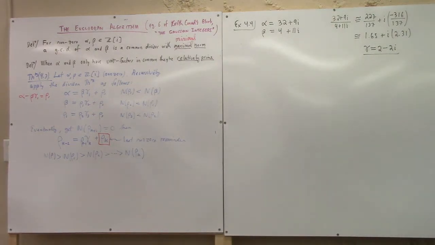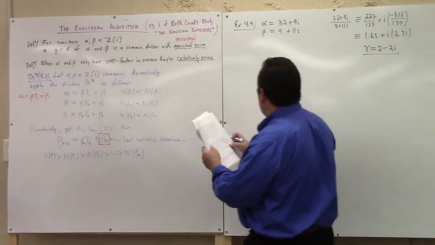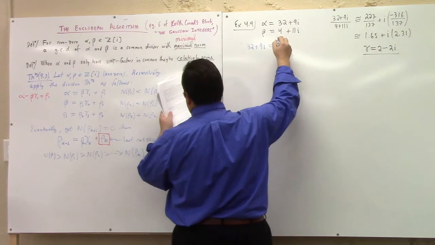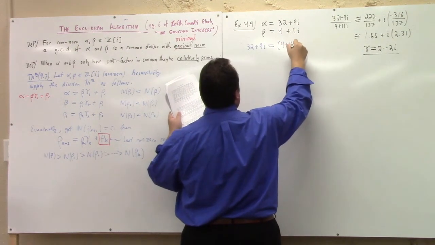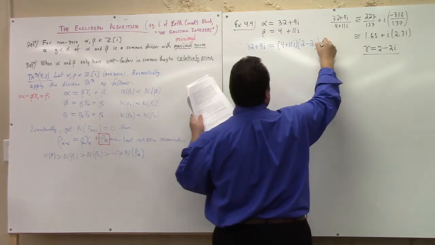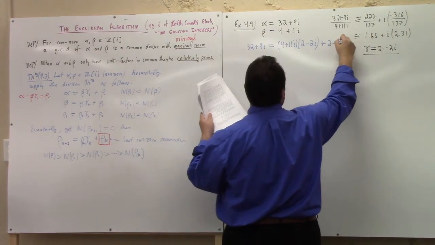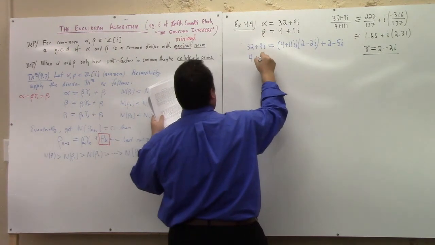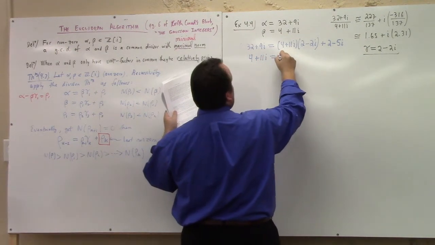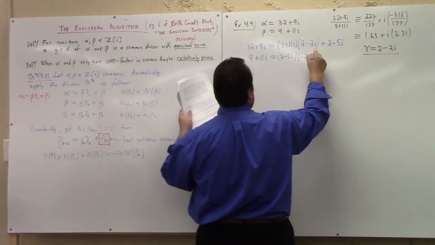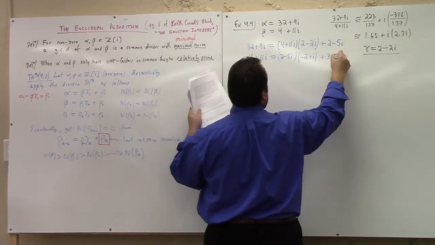Again, I'm not going to go through all the calculations because, frankly, they're just not that interesting. But here they are. 32 plus 9i is equal to 4 plus 11i times 2 minus 2i. And then what's left over is 2 minus 5i, so 2 minus 5i is the first remainder. Then we have 4 plus 11i. You can do the same thing again. 2 minus 5i is now the dividing number. The second quotient is minus 2 plus i. The second remainder is 3 minus i.